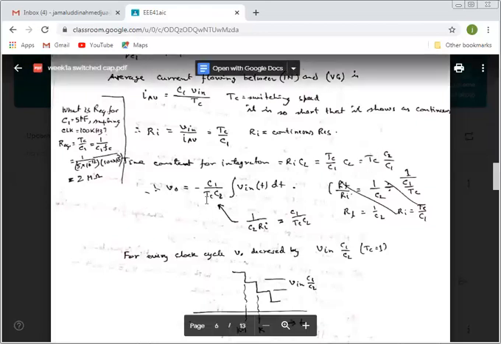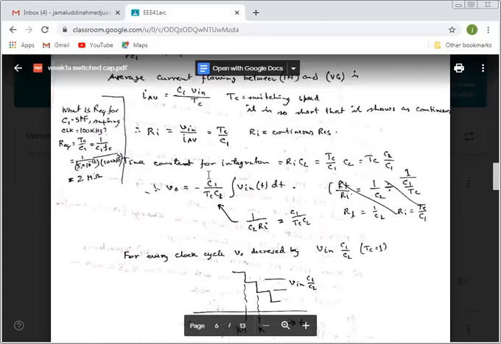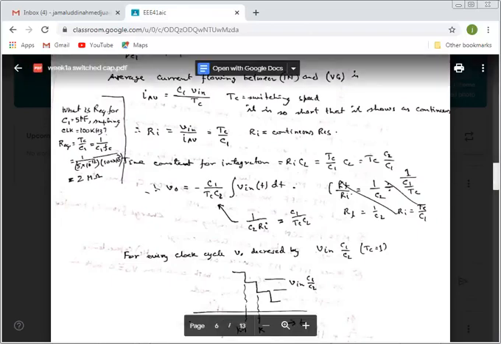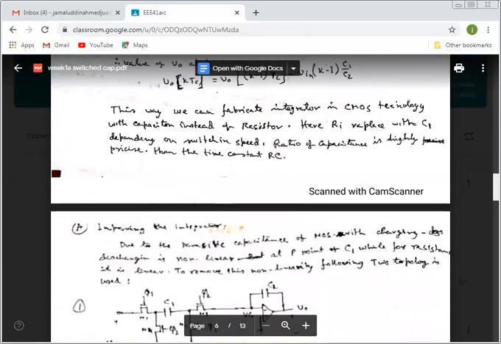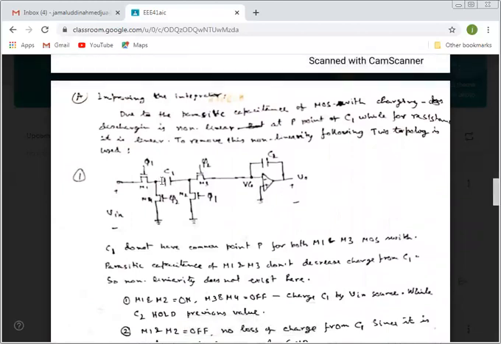So the V0 will be this. So it depends on C1 and C2. There is no R. Since the fabrication of capacitance is easier and accurate, in our analog IC integrator we can use only capacitance and make this integrator. And here is a different topology of that integrator. So this is the resistance we replaced over there. On that place, the C1 was connected to ground.